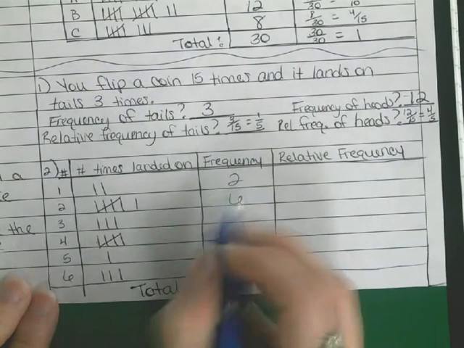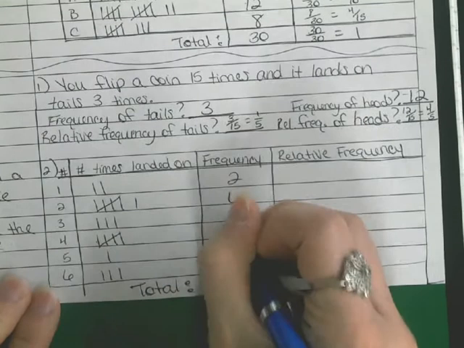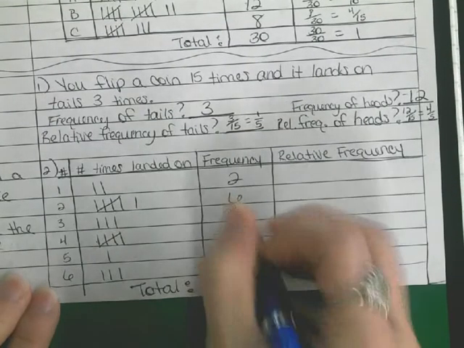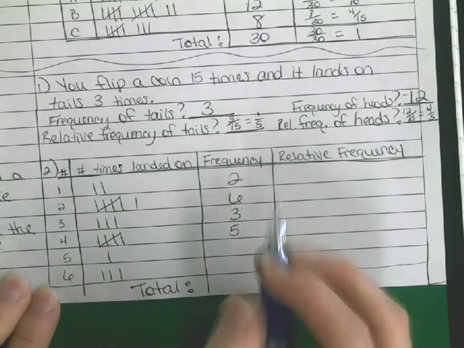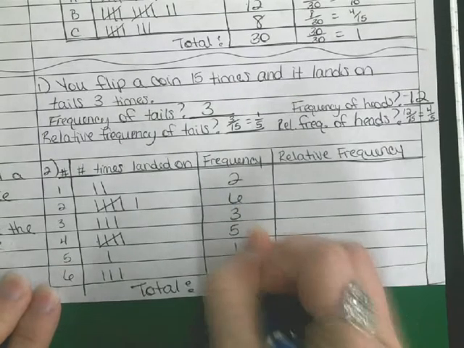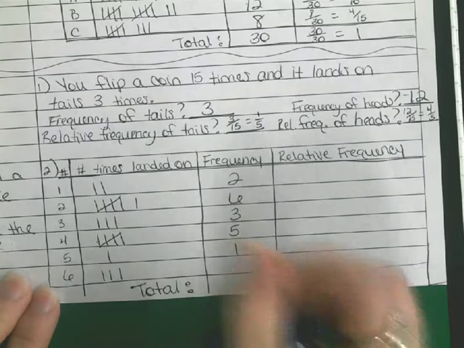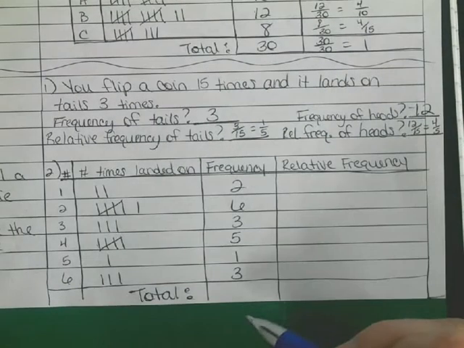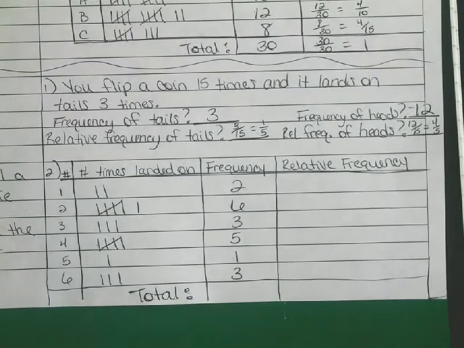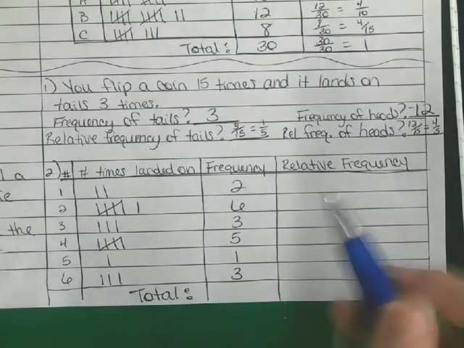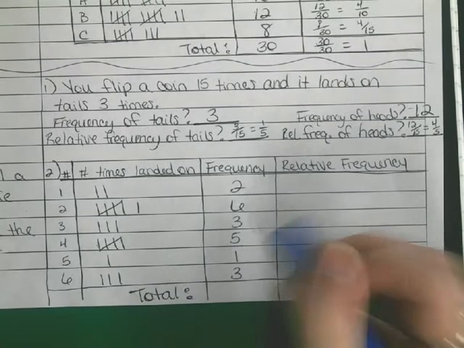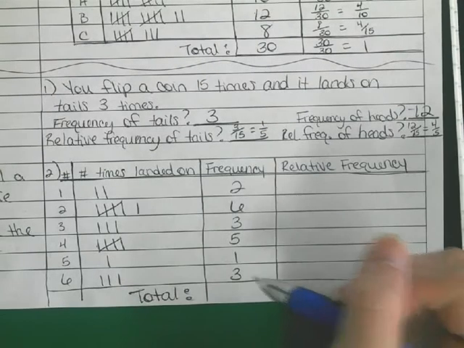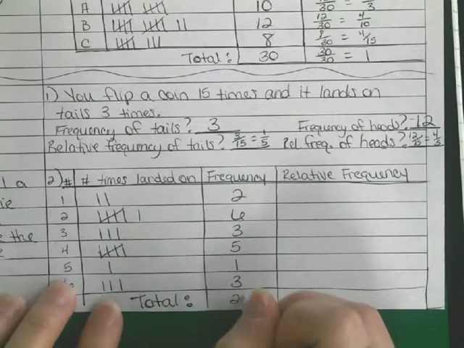The frequency of 3 was 3 times. The frequency of 4 was 5 times. The frequency of 5 was 1 time. And the frequency of 6 was 3 times. Now we have to add them up and find our total, which should equal 20 because we already know it was rolled 20 times. So we have 2 plus 6, which is 8, plus 3 is 11, plus 5 is 16, plus 1 is 17, plus 3 is 20. Our total comes out to 20.